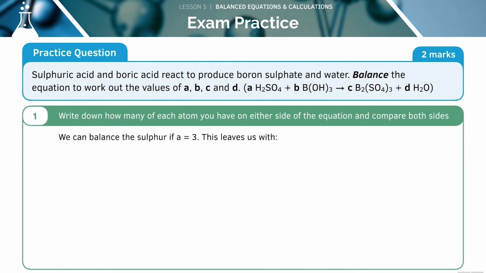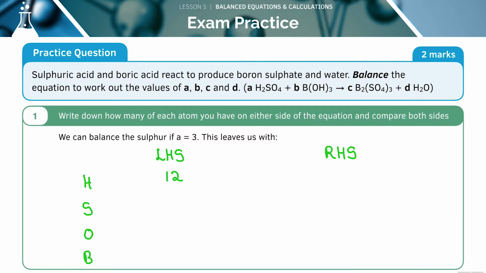Hydrogen and sulfur need to be increased on the right, so we can balance sulfur if A is equal to 3. This is going to leave us with our left-hand side and our right-hand side. So we have hydrogen, sulfur, oxygen and boron.